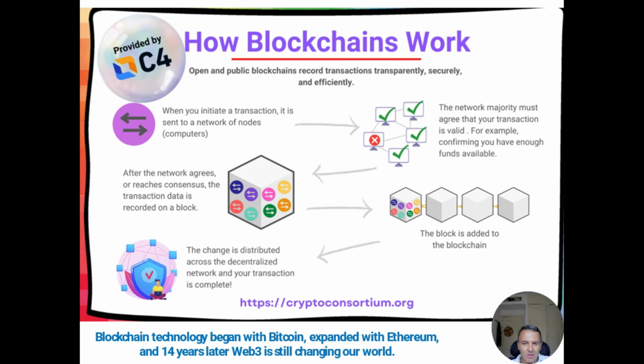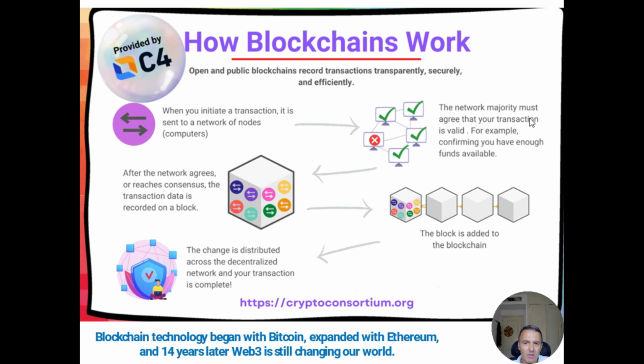I found this fantastic website called cryptoconsortium.org. It eloquently explains what is a blockchain. There are open and public blockchains that record transactions transparently, securely, and efficiently. The words here, open and public, are something that is different in blockchain if you compare it to another database that may reside in a corporation or in a government council or shop or elsewhere, right? This actually transcends any corporation, any entity. It's completely open and public. That is a blockchain. It's a public ledger in which you record and commit transactions.